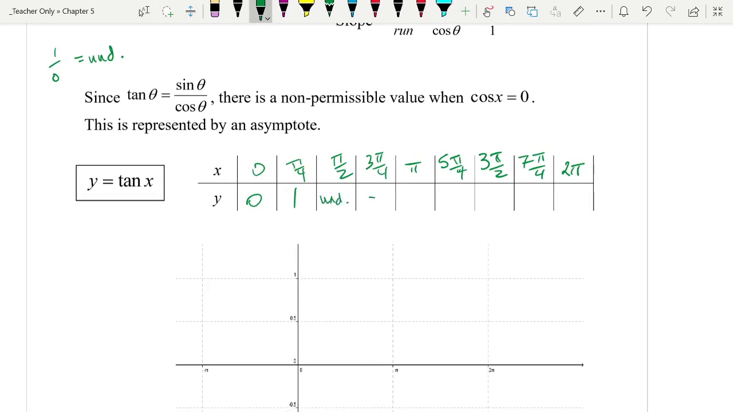At 3 pi by 4, you're at -1. At pi, you're at 0. At 5 pi by 4, you're at 1. At 3 pi by 2, you're again undefined. At 7 pi by 4, you're at -1. And at 2 pi, you're back at 0.